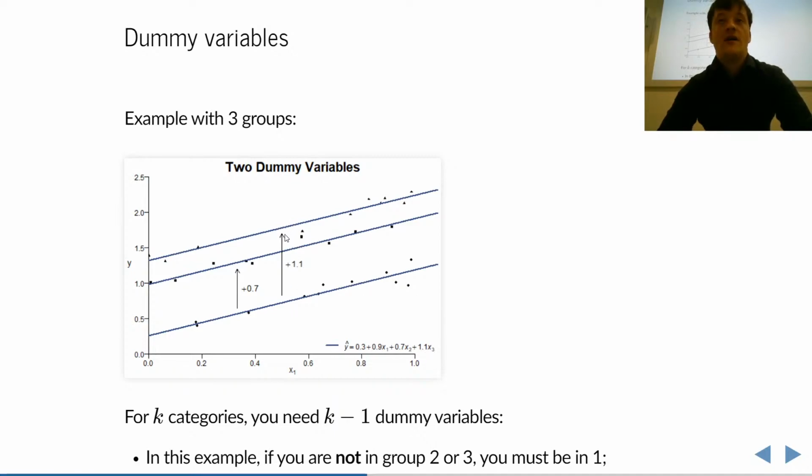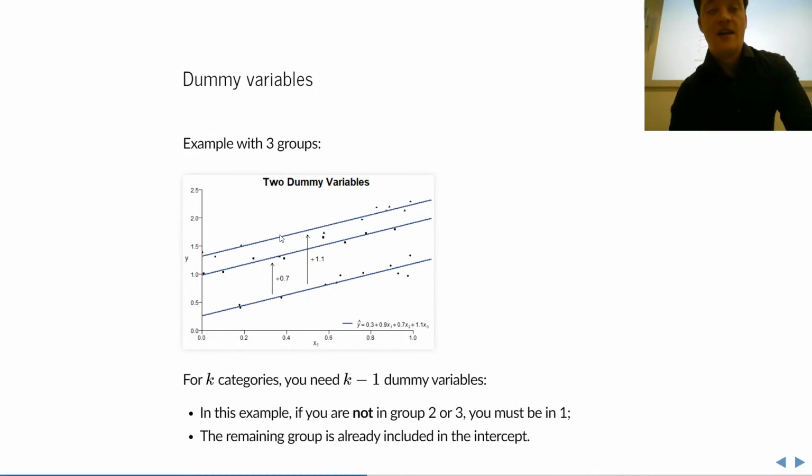So that's over here. And if you're not group x2 and you're not group x3, then you must be group x1. So you need the number of groups k minus 1 dummy variables. Because if you're not in all of the other groups, then you must be the remaining group.